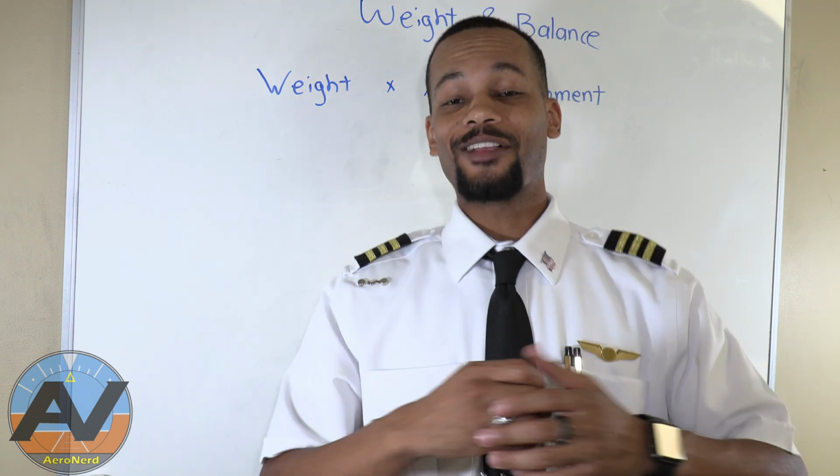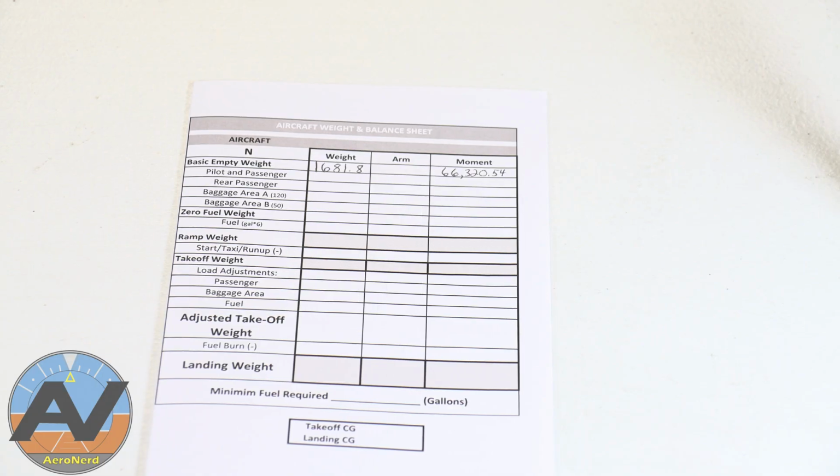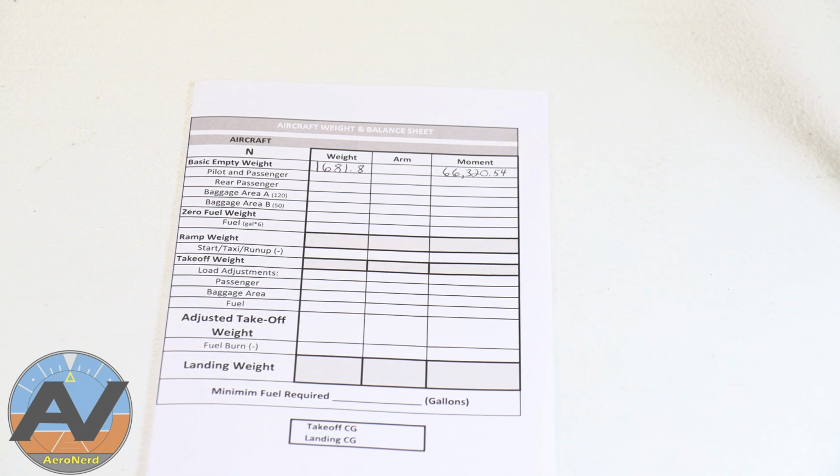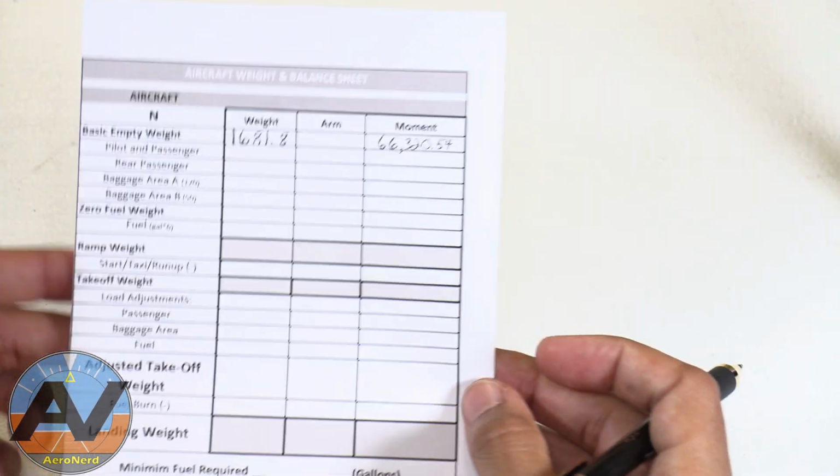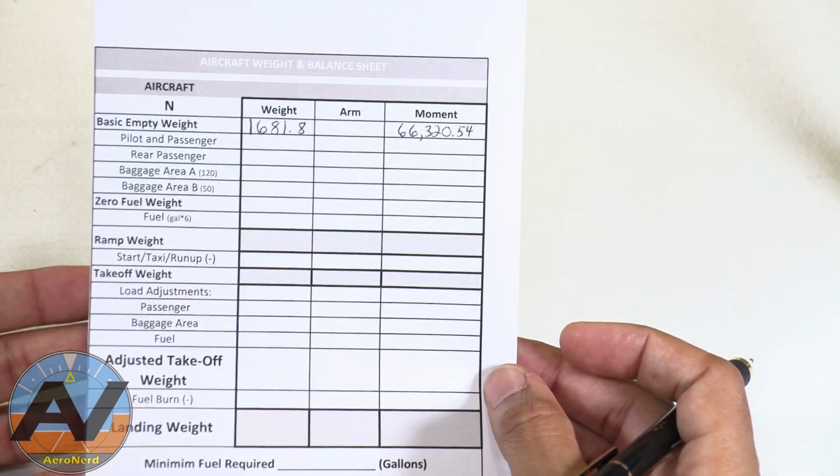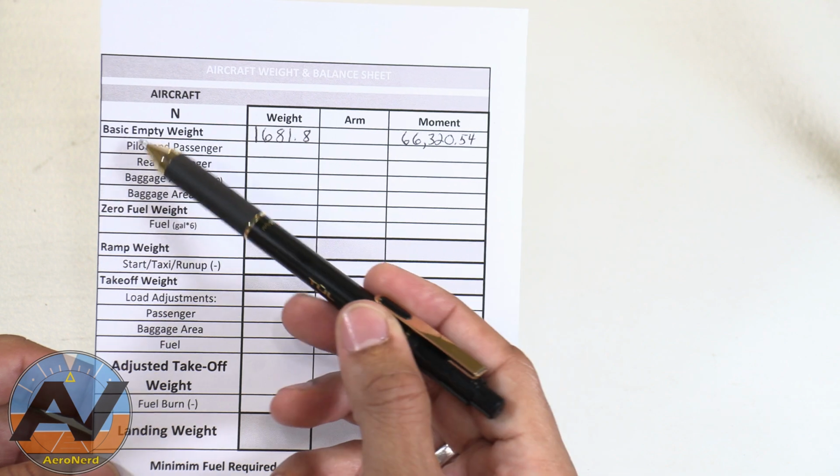Now let's look at a weight and balance sheet and see how we can fill one out. Alright, so when we look at a weight and balance sheet, we're going to be typically looking at something that looks like this. Now most of them look exactly the same. You're going to start out with basic empty weight.